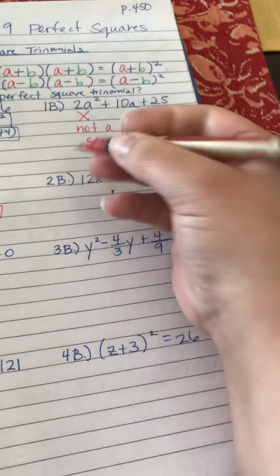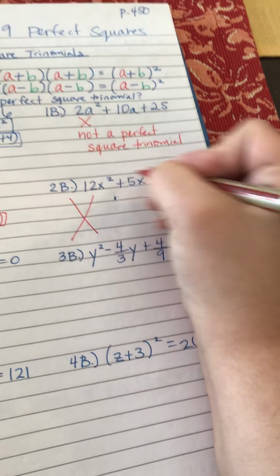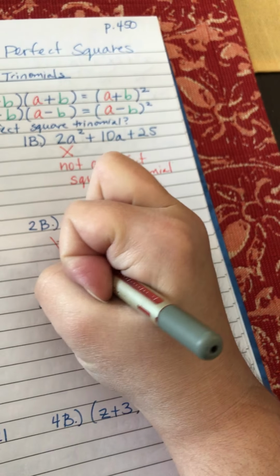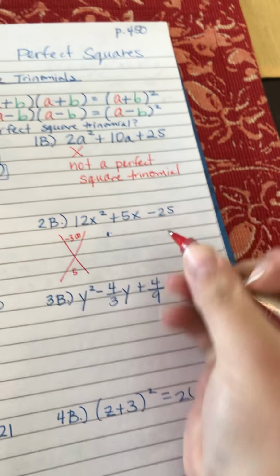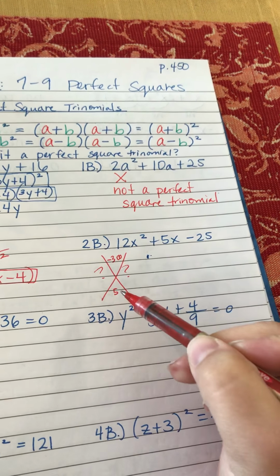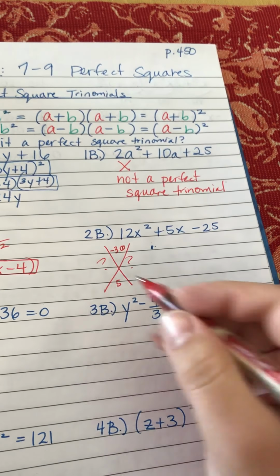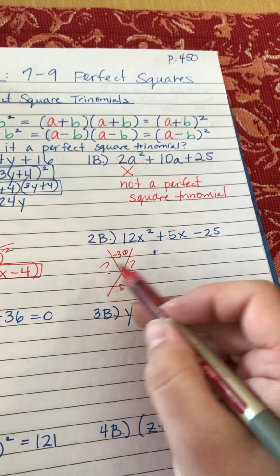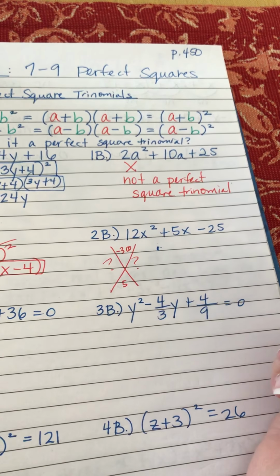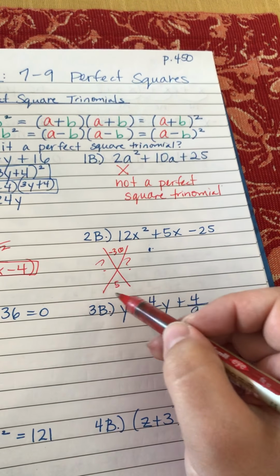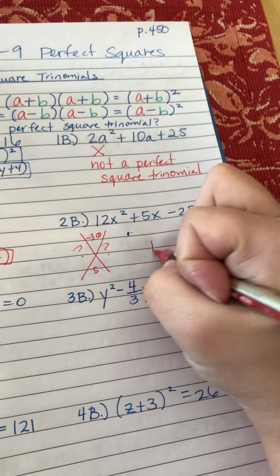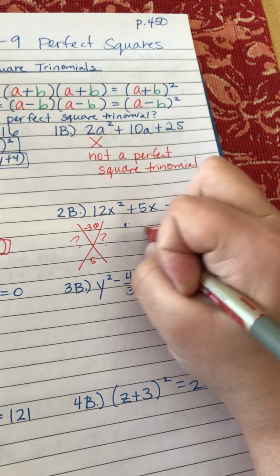The only thing we can try to do is multiply 12 and 25, which would give me negative 300, and then a 5. But there are no numbers that when I multiply, I would get negative 300 and add to get 5. The closest I can get is a difference of 10 here with like 15 and 15, but we want 5 for when we add them. So there's nothing that I can pick, so this is called a prime polynomial.